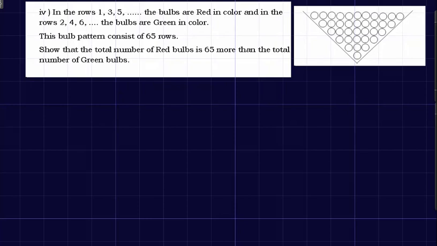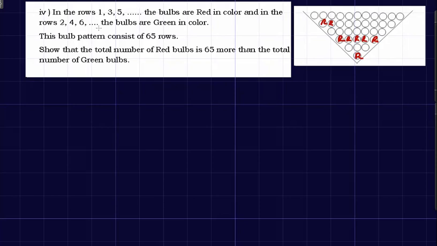The bulbs which are in the odd-numbered rows, that's the first row, it's red. Third row, it's red. And fifth row, once again, it's red. And they have put some dots to indicate that the pattern is continuing. So what's the pattern? In the odd-numbered rows, what we would see is red color bulbs.